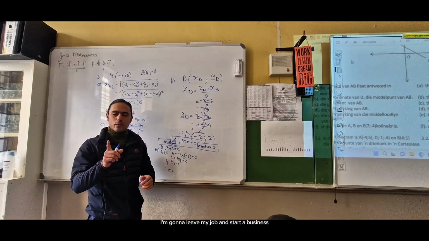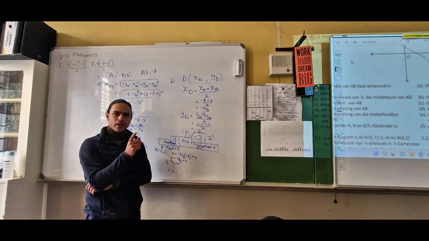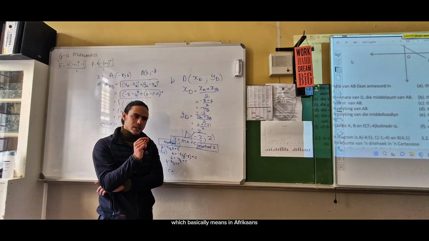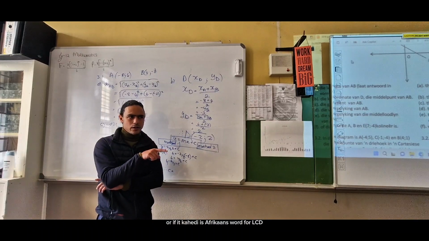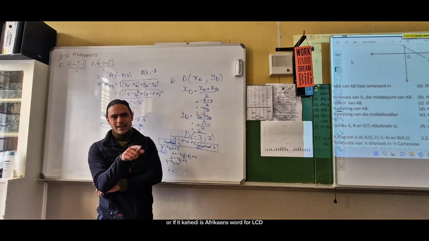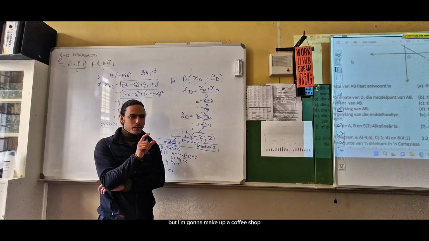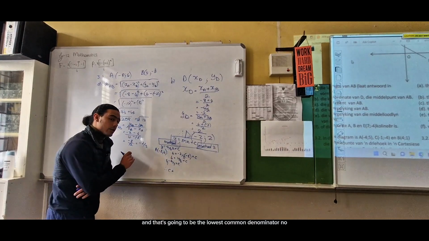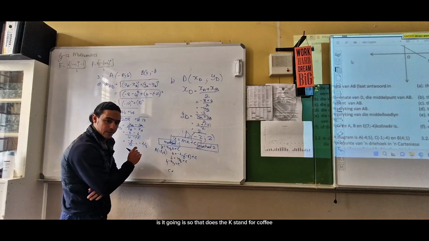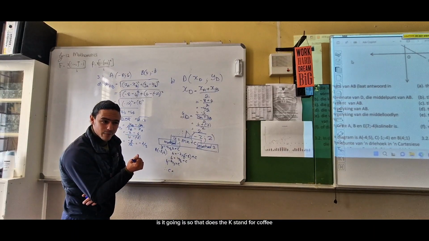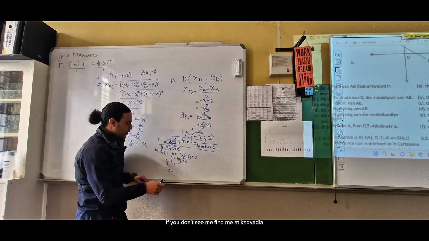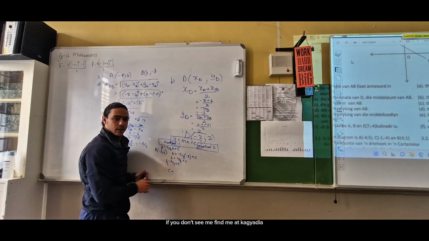I'm going to leave my job and start a business. The business name is going to be KGD, which is the Afrikaans word for LCD. I'm going to make up a coffee shop and call it KGD, and that's going to be the lowest common denominator. Does the K stand for coffee or for Kleinster? Anyway, if you don't see me, find me at KGD.